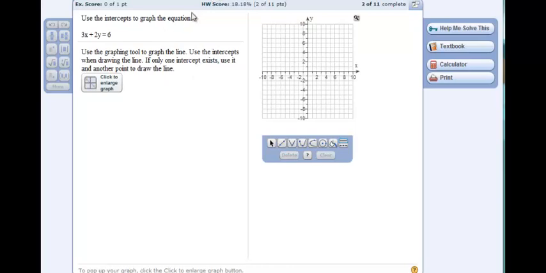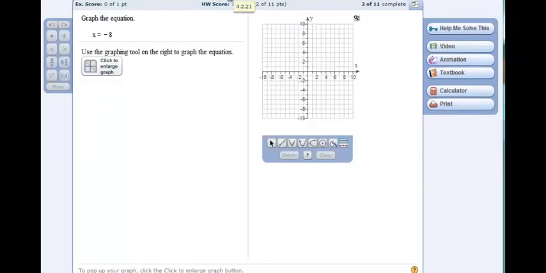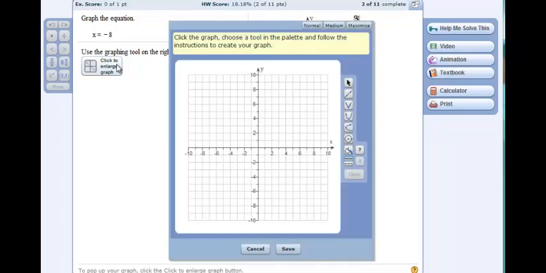Number 9 says use the intercepts. Number 10. Okay, number 10 is either a vertical or a horizontal line. This says x equals -8. So let's go get our line tool. So x equals -8. Let's just go over to x equals -8, and let's put a point right there.